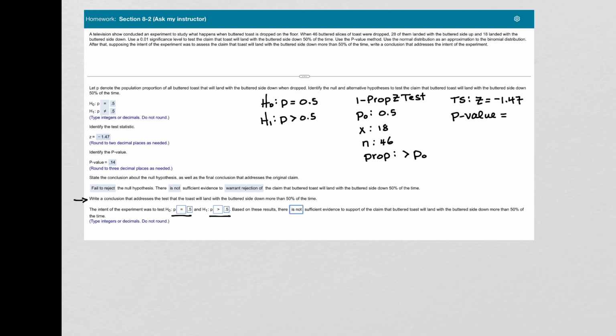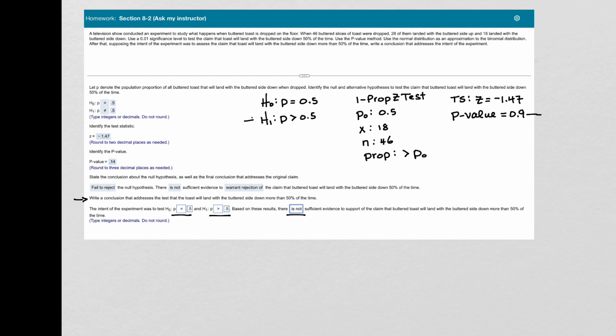And our p-value is pretty large. It's 0.9 something. And what we are going to conclude then is there is not sufficient evidence to support the claim, which is now our alternative hypothesis. So notice that they use the word support here. And there is not sufficient evidence to support that claim because we are looking at our distribution here.